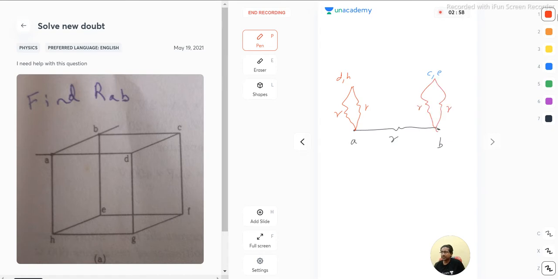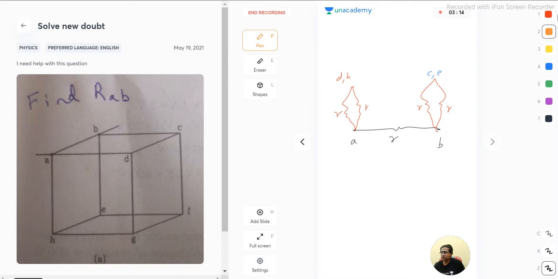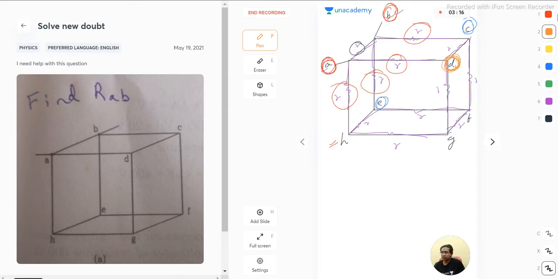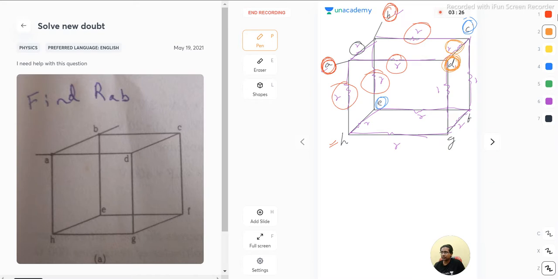Now let's see between D and C or E. If we see the point D, here we have point D, so D is connected to C by this resistor. So okay, we have a resistor in this branch as well, and H and E are also connected. So where is H? H is here, E is here, so they are also connected by the resistor R.